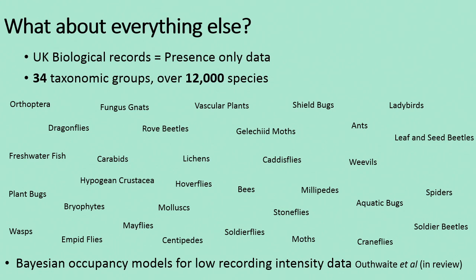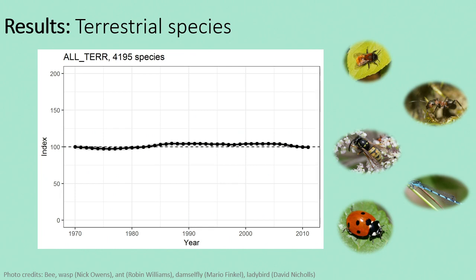And to analyse this data, I've used a modified version of a Bayesian occupancy model, which is specifically designed to work with low recording intensity data, such as these used here. So I'm going to show you some preliminary results now. All these indicators have year on the x-axis and index values scaled to 100 on the y-axis. And as these are using occurrence data, these indicators show change in occurrence over time of the average species within the groups shown here. So if we take all terrestrial animals, so that includes things like bees, ants, hoverflies, we get a pretty boring graph, if I'm honest. It's a straight line, so there hasn't been much change between 1970 and 2011, the most recent year shown here.